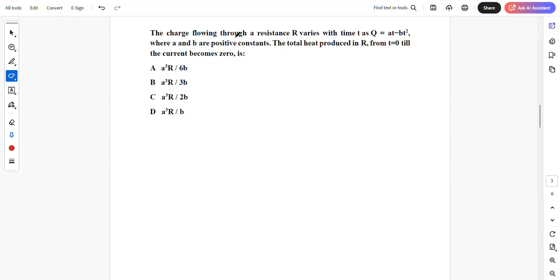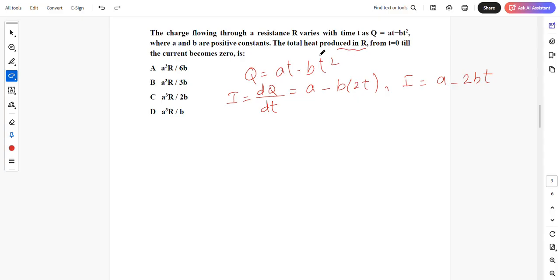It says the charge flowing through a resistor R varies with time t as Q is equal to AT minus BT square, where A and B are positive constants. The total heat produced: to calculate heat produced, I should know the value of I. I is equal to dq by dt. How do we differentiate this with respect to t? A minus b into 2t, since differentiation of t square with respect to t is 2t. So I is given by a minus 2bt, right?